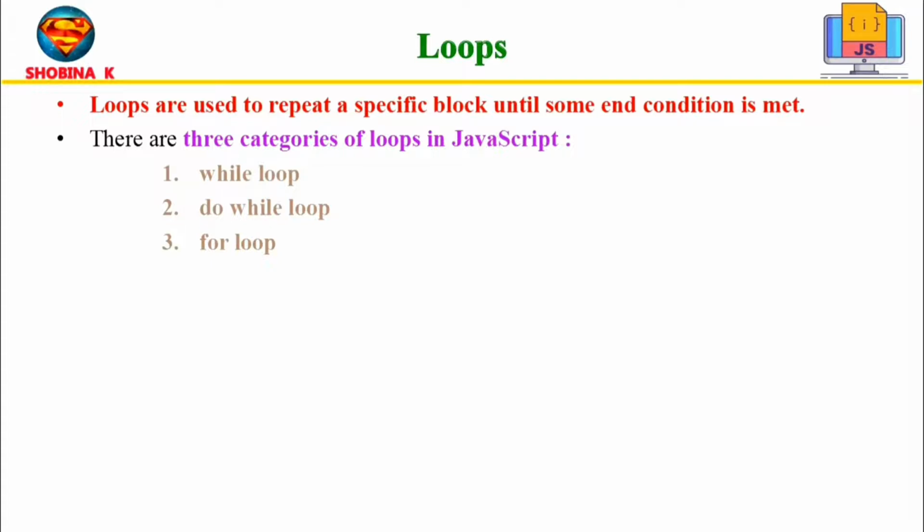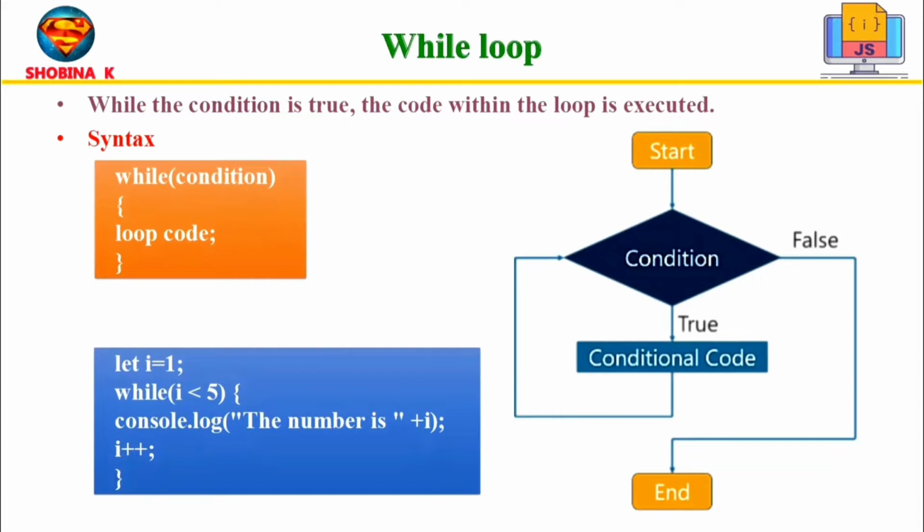For loops through a block of code a number of times. The while loop loops through a block of code as long as a specified condition is true. The while loop starts by evaluating the condition. If the condition is true, the loop code is executed. If the condition is false, the loop code is not executed and the loop ends.